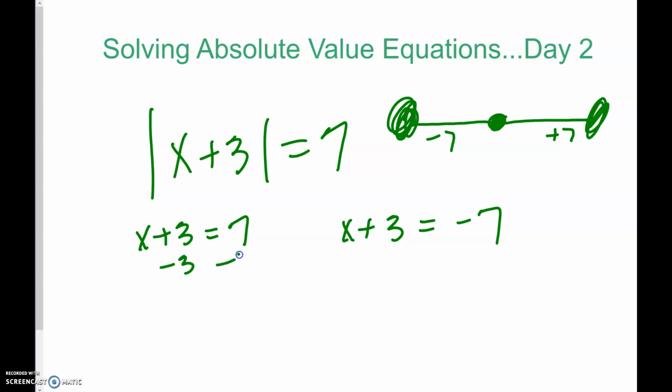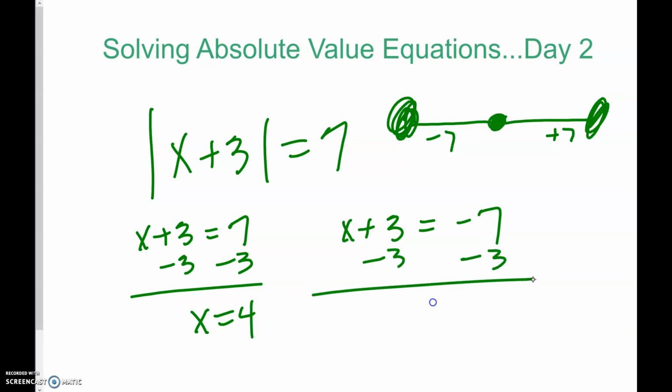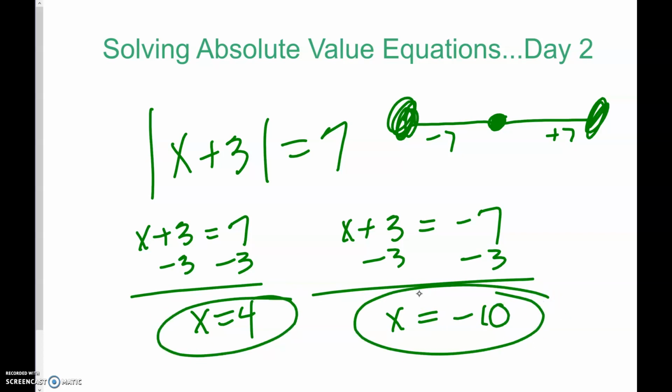So we go ahead and solve this. x equals 4 is one number, and when we subtract 3, we get x equals negative 10. So the two solutions here would be 4 and negative 10.